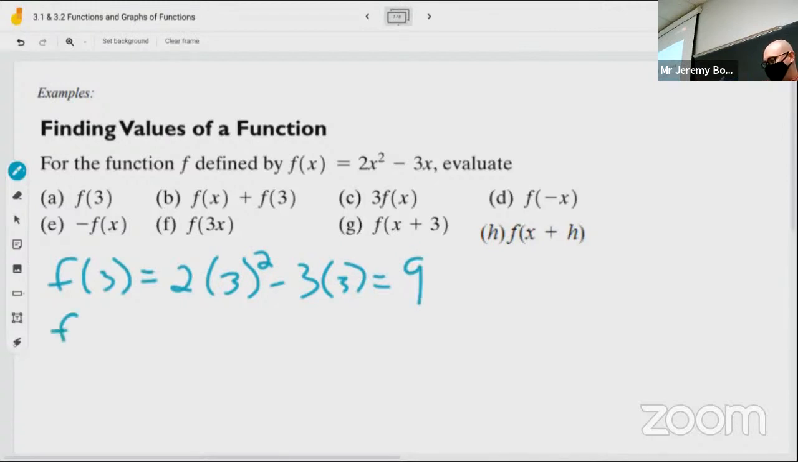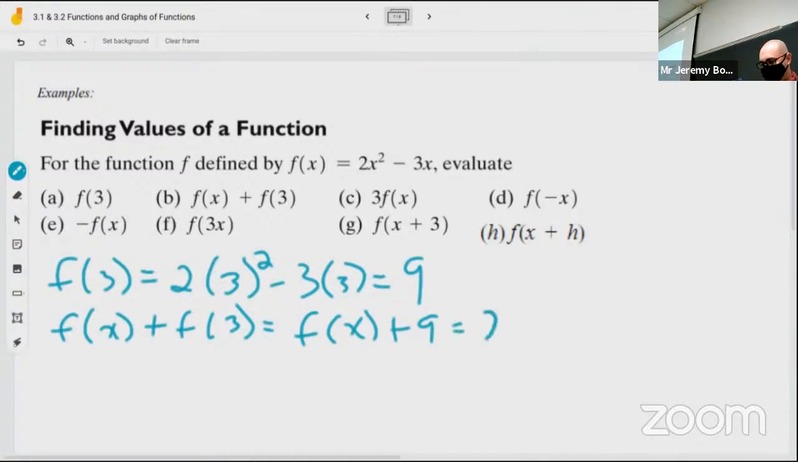For the next one, we're going to do f of x plus f of 3. Now, we already figured out what f of 3 is. It's 9. So this is the same thing as just f of x plus 9. Because we already figured out what it is. And so this is just going to be 2x squared minus 3x plus 9. If you worked it out and did 2x squared minus 3x plus the 2 times 3 squared minus 3 times 3, you still get the same thing. It'll evaluate out.